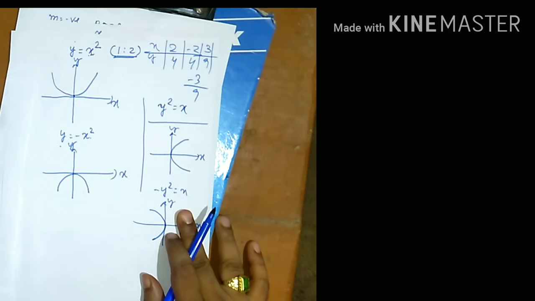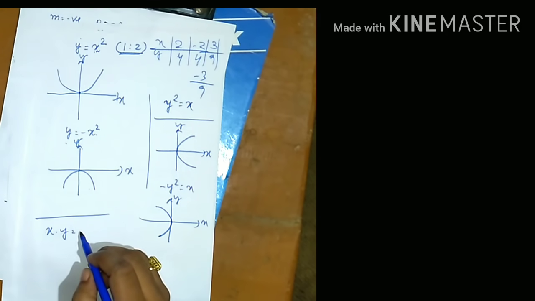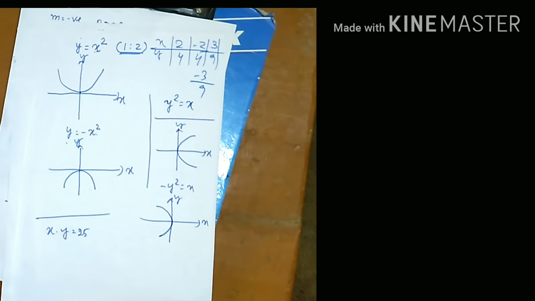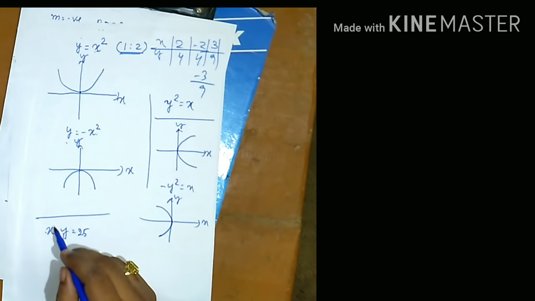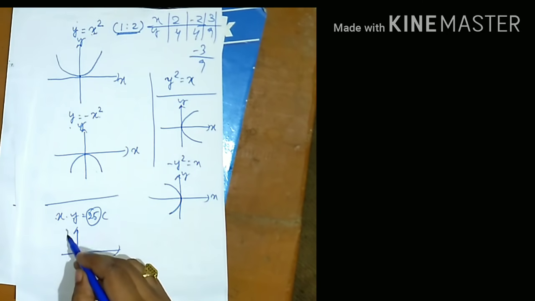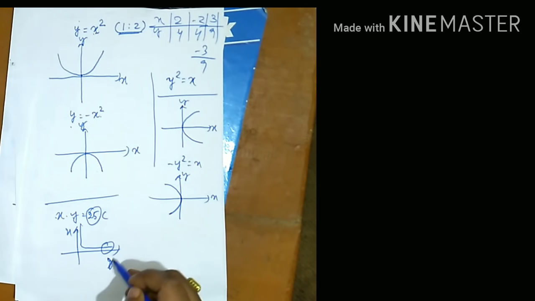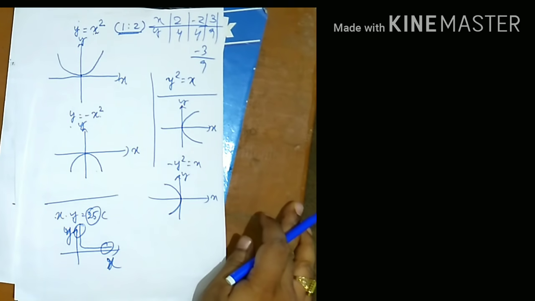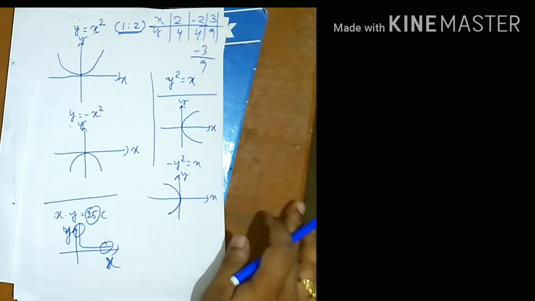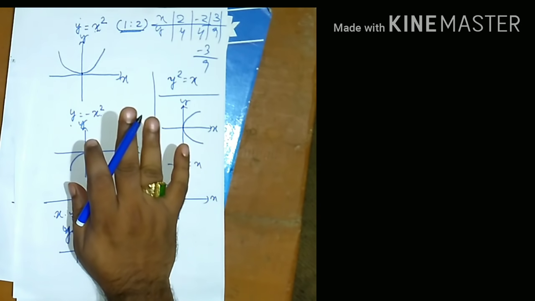Next, the parabola, then exponential, then our straight line, and the hyperbola is not important, so I am not discussing that. Or you can also discuss that: suppose x into y, you multiply both, and the result is a constant, suppose 25. If the product of x and y is a constant, I can say take c, then it is a hyperbola, and its shape is generally like this.